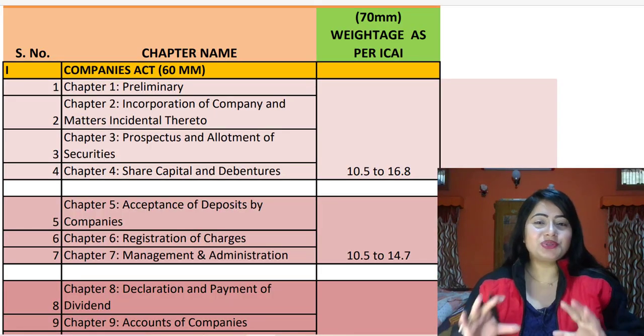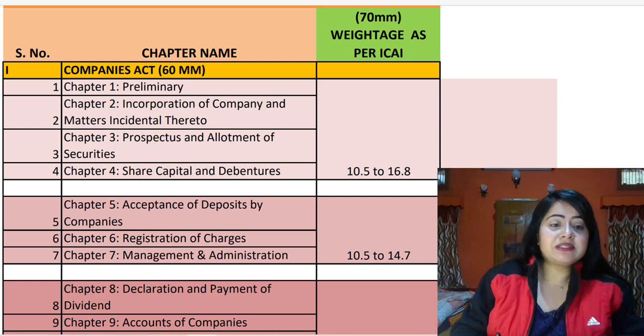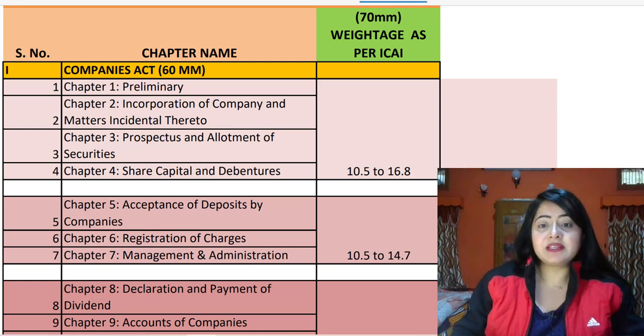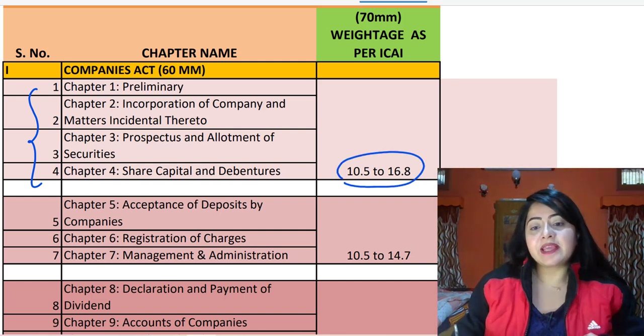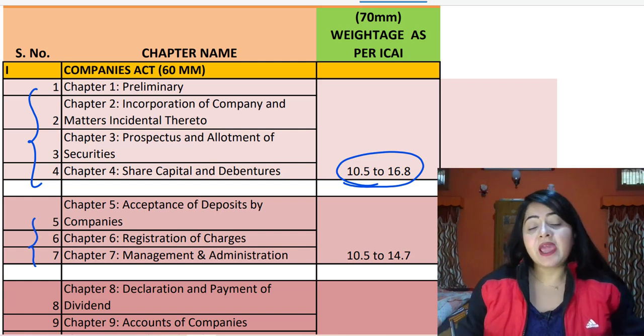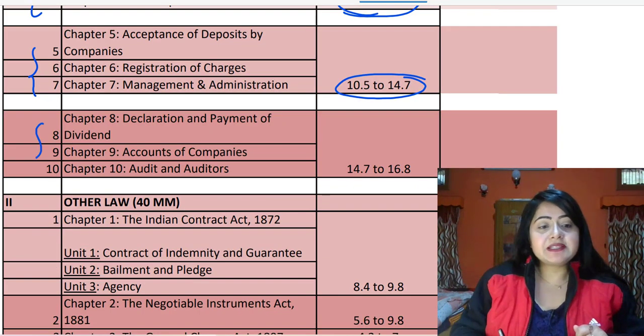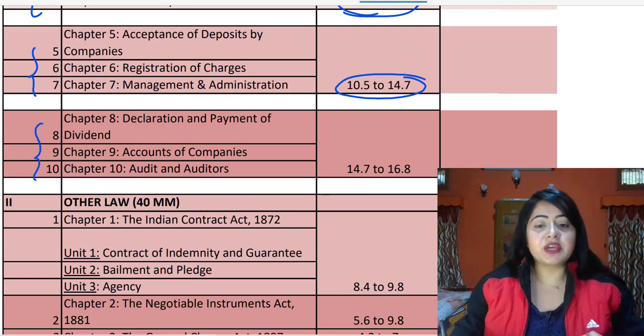Now that you have understood the overall paper pattern, let's discuss the weightage that has been given by ICAI to different chapters. According to ICAI, the first, second, third chapters have been categorized as one category, and together their weightage has been allotted as 10 to 17 marks. Then chapter 5, 6, and 7 have been categorized into another category, and its weightage is given as 10 to 15 marks roughly. Next, chapter 8, 9, and 10 have been categorized together, and their weightage is 14 to 17 marks.